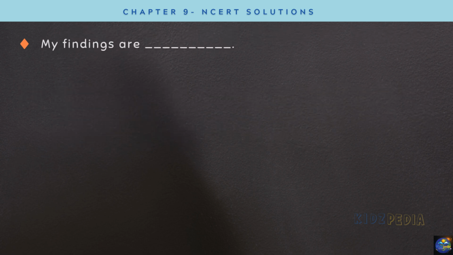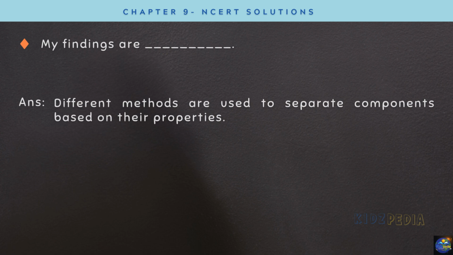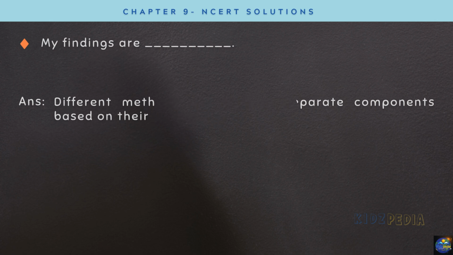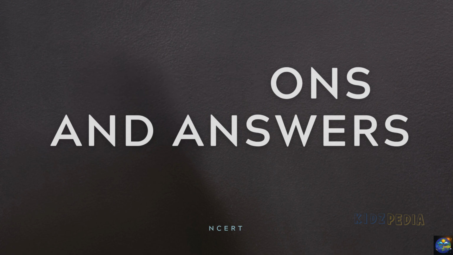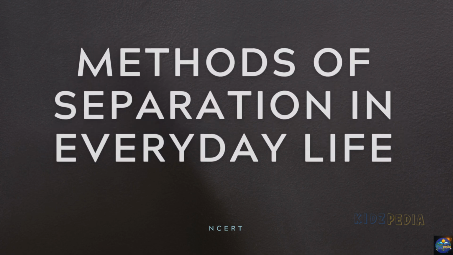My findings are here. You have to write what you learned or understood after doing the activity. You can write like different methods are used to separate components based on their properties. So with this, we have completed the NCERT question and answers from the chapter Methods of Separation in Everyday Life.